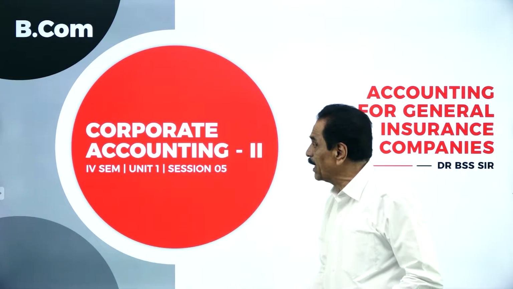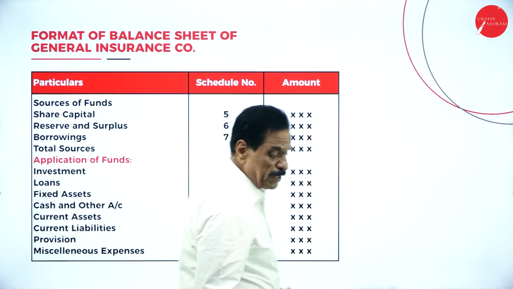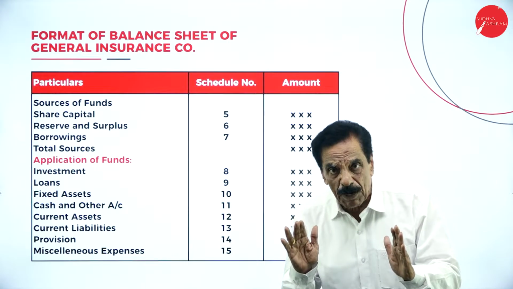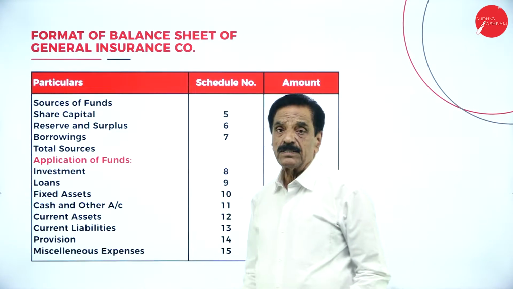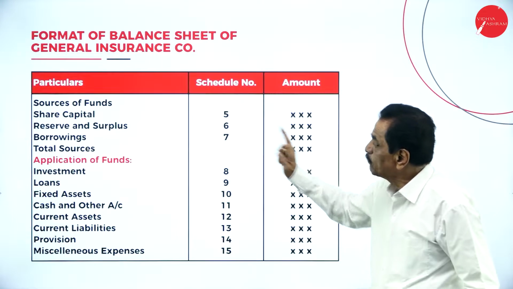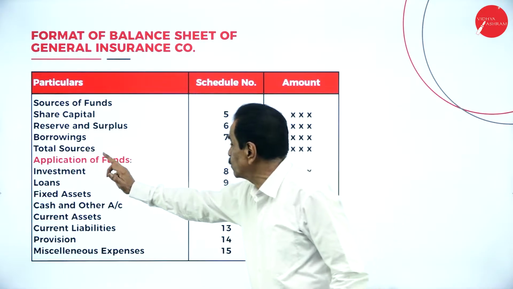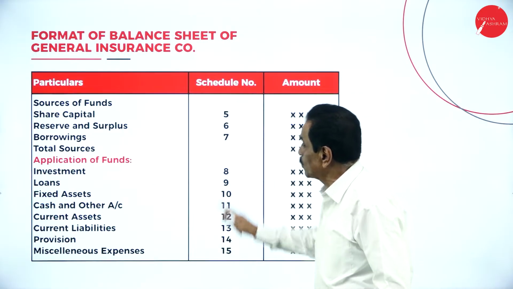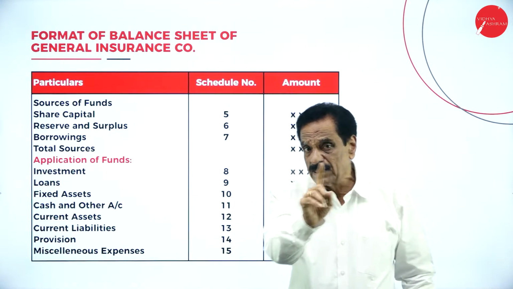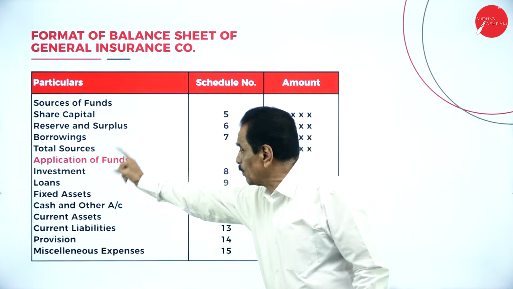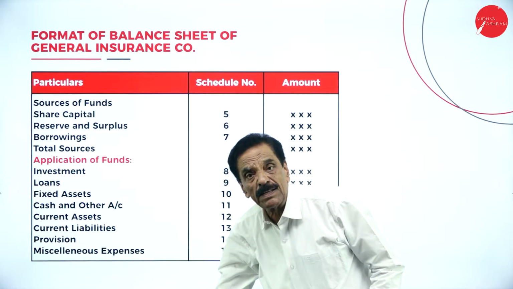So, this is the format of the balance sheet. This is called vertical column. As per the University of Mysore, we have to solve the problem of the balance sheet in vertical column only. So, how does it go? Sources of funds: share capital, schedule number 5; reserve and surplus, schedule number 6; borrowings, schedule number 7. This is the total source. Up to your total sources, how to apply the funds?